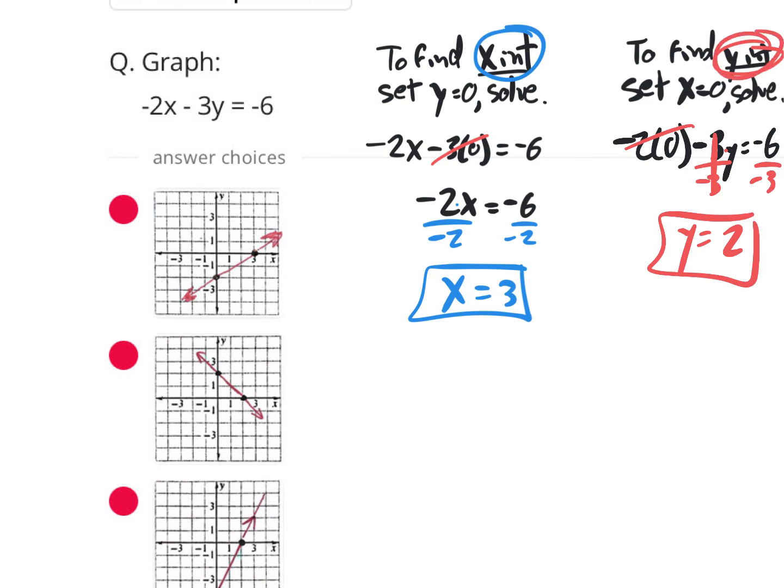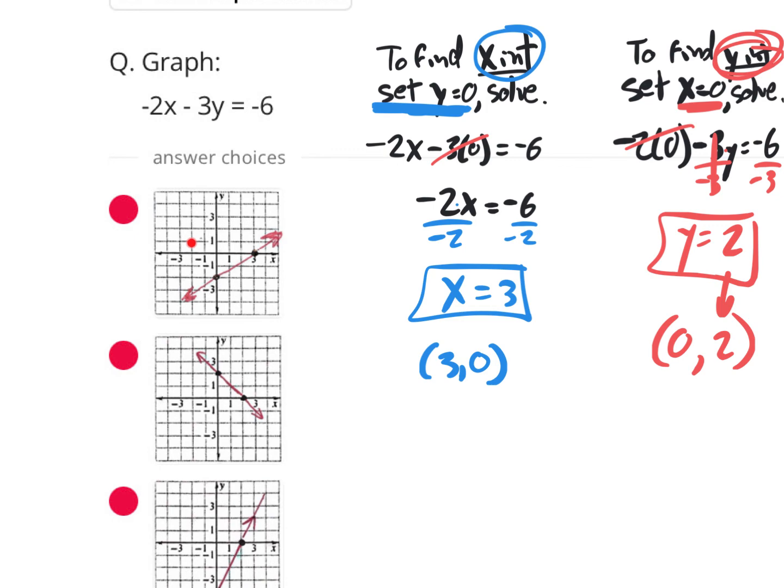So if you actually wanted the coordinates, your x value is 3, your y value is 0. How did I get y value of 0? Because we set y equal to 0. Over here for the y-intercept coordinate, you would say x equals 0, and your y value is 2. Obviously, your y value is 2.